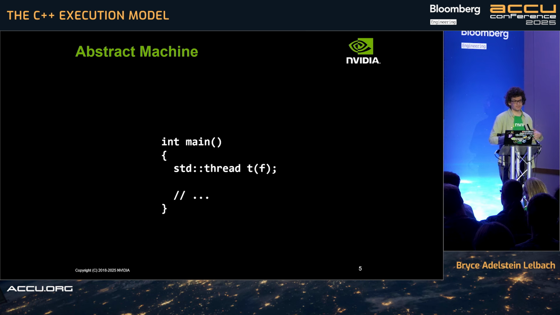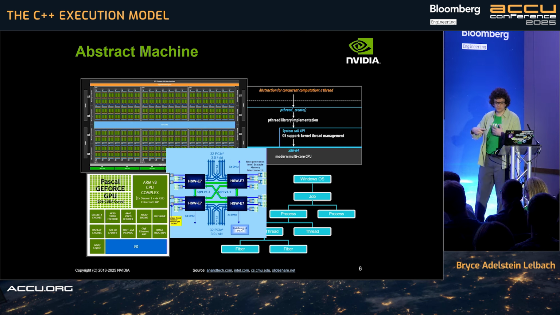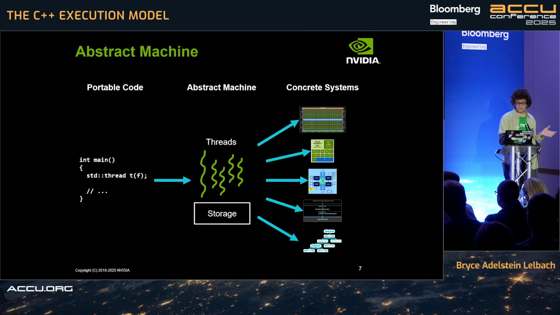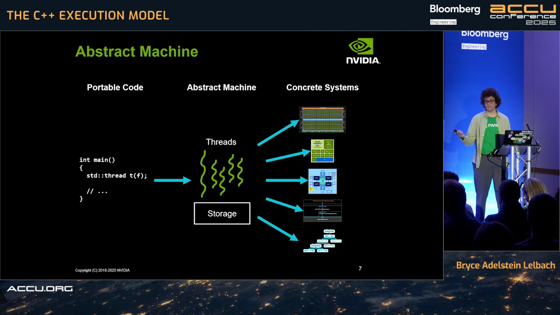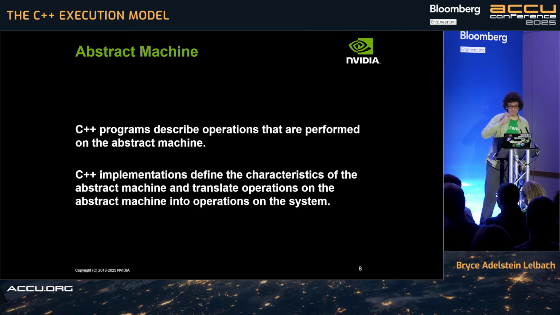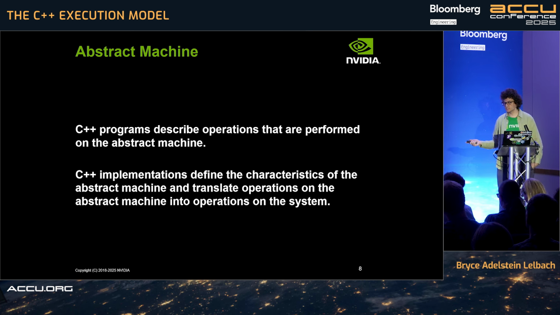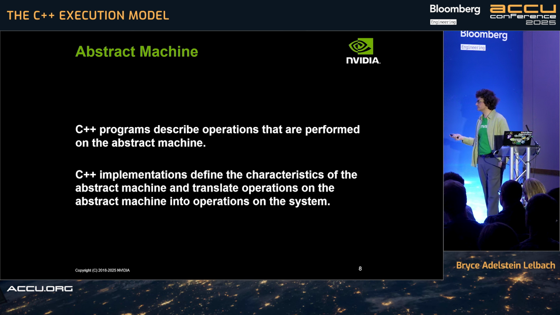The idea is that you write portable code in standard C++, and then you want to deploy it on a diverse range of concrete systems. And your code gets mapped onto the abstract machine, and then many different platforms implement that abstract machine. And then that gives you portability. So C++ programs describe operations that are performed on the abstract machine. And C++ implementations define the characteristics of the abstract machine and translate operations on the abstract machine into operations on the system.